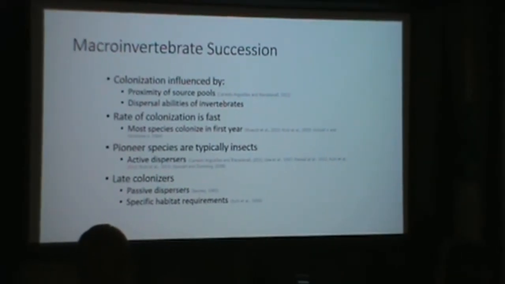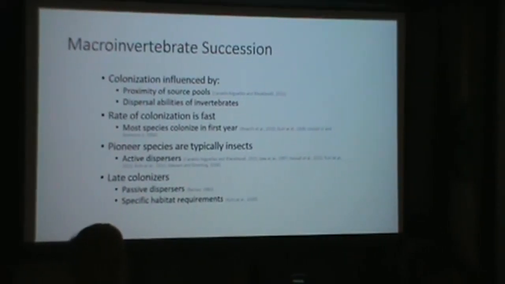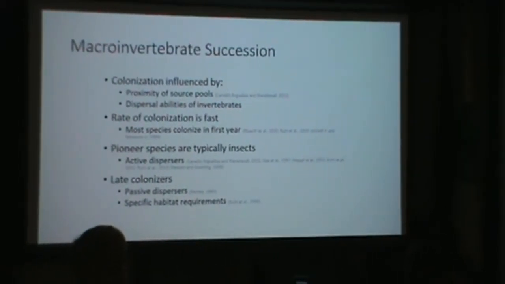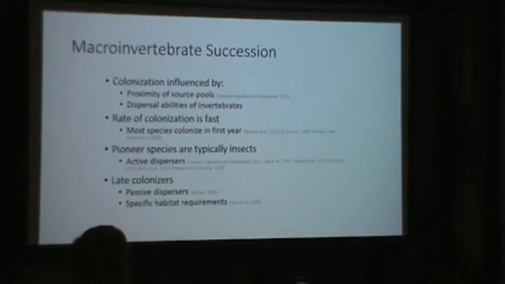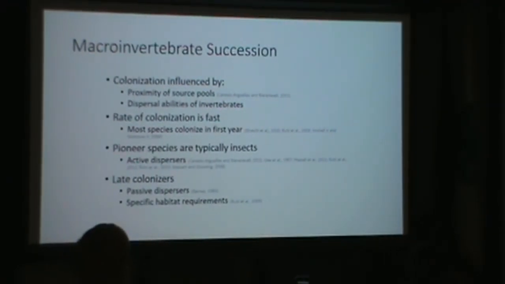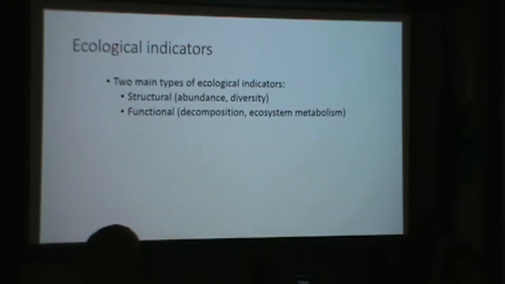And late colonizers would be passive dispersers, like for example, little snails, aquatic snails, gastropods. And so we'll see what happened.